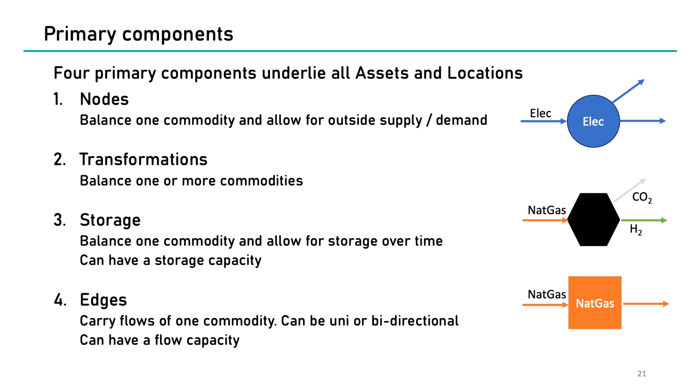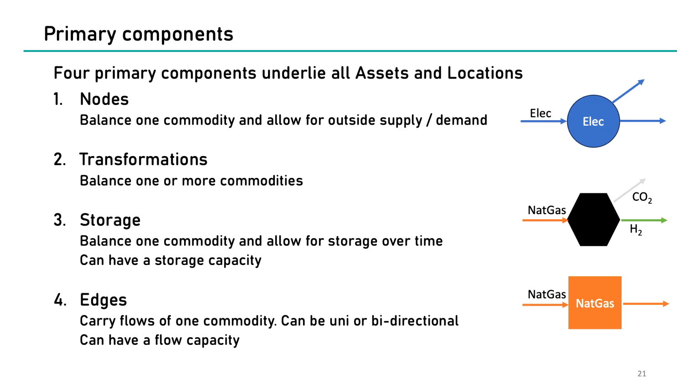So going into that node, that sink, so to speak, and disappearing. Transformations don't allow for that external connection, but they balance different commodities. So in this example, I have natural gas coming in, some process happens, so in this case, probably steam methane reforming, and you get CO2 and hydrogen coming out. Lastly, we have the storage components, which are like a node, but instead of allowing for external connections, they have a storage capacity. So they have to be balanced over time, but in any given time step, they can hold on to commodities. And lastly, we have edges, which allow flows of one commodity. So each of these arrows is essentially an edge, and they can be one-way or two-way.